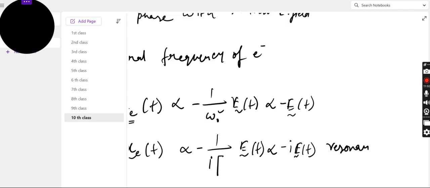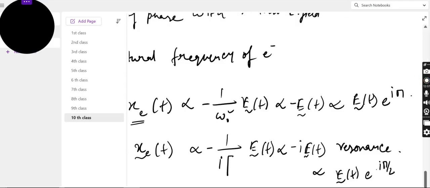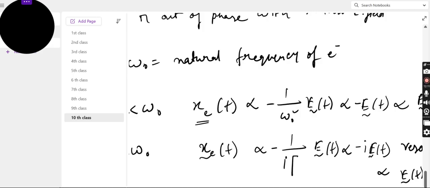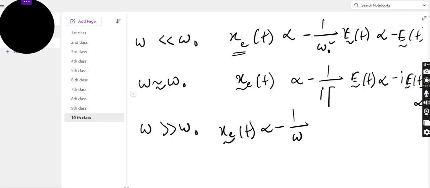The resonance. Okay, so we can write this e^(iπ). This can be written as e^(-iπ/2), not minus. And when omega is greater than omega naught, then x became minus 1 by omega squared times e^(iωt).